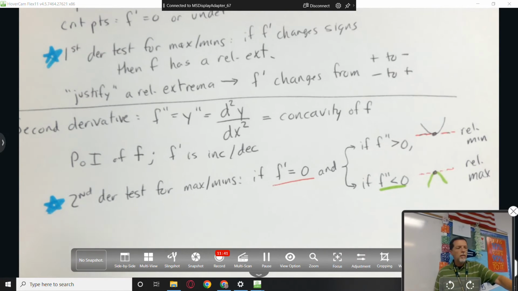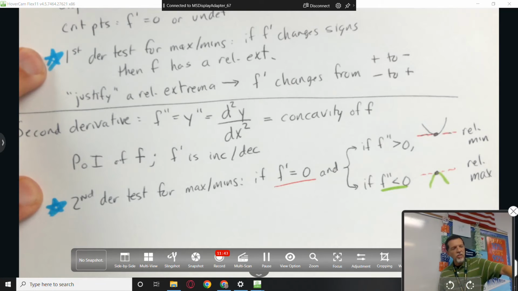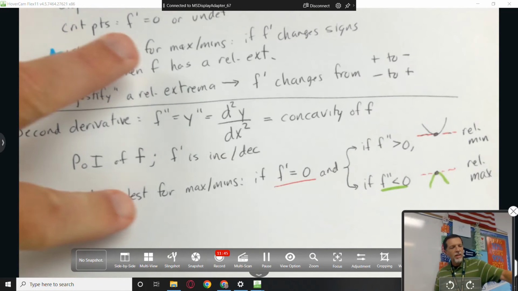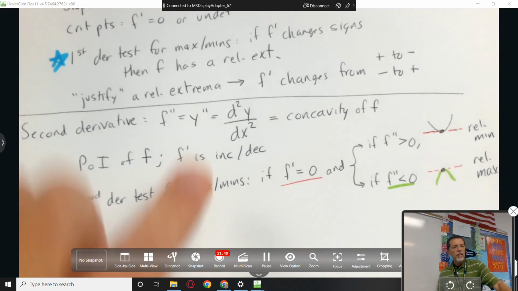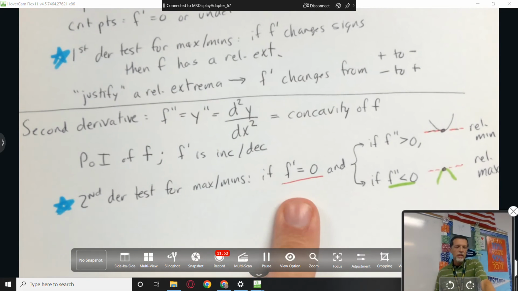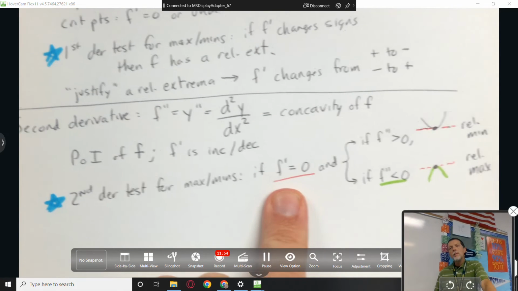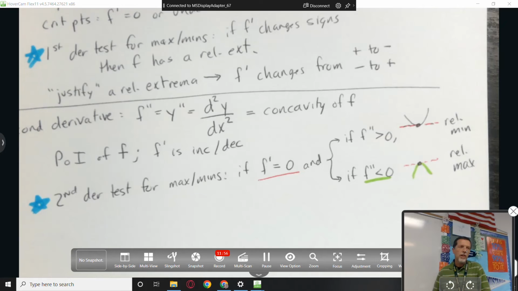So both of those are justifications or ways to find maximums and minimums. One of them uses just the first derivative. The second one uses the first derivative because you've got to find where it's 0, but then you use the second derivative to figure out if it's down like a frown or up like a cup.